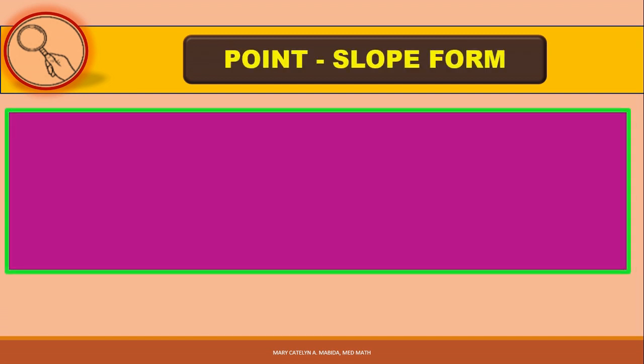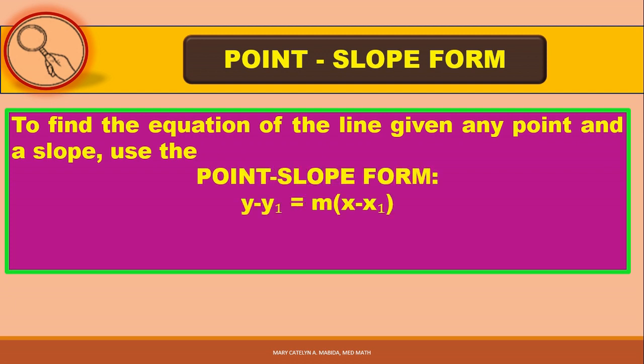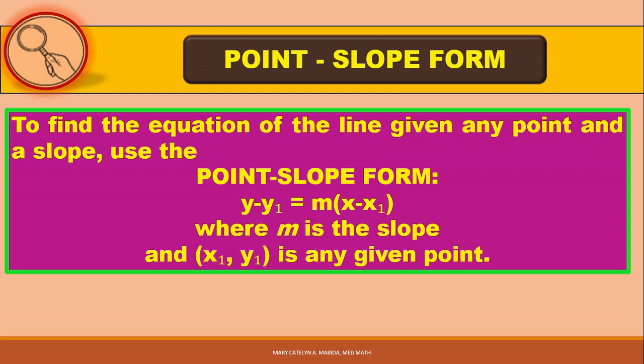In the previous section, you learned about finding the equation of a line given the slope and the y-intercept using the slope-intercept form. Now this time, you will be learning the process of getting the equation of the line given any point and the slope. To find the equation of the line given any point and a slope, use the point-slope form, which is y minus y sub 1 is equal to m times the quantity of x minus x sub 1, where m is the slope and x sub 1, y sub 1 is any given point.